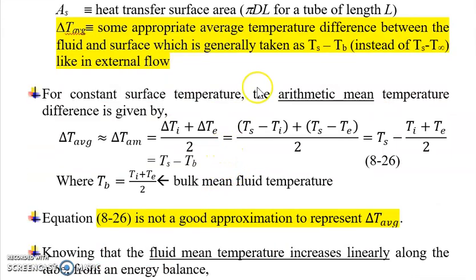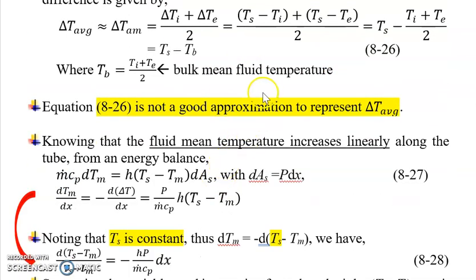Now, for constant surface temperature, the arithmetic mean temperature difference is given by this equation, which is surface temperature minus the bulk temperature. Now, 826 is not a good approximation to represent delta T average. What is a good approximation? Well, let's have a look.